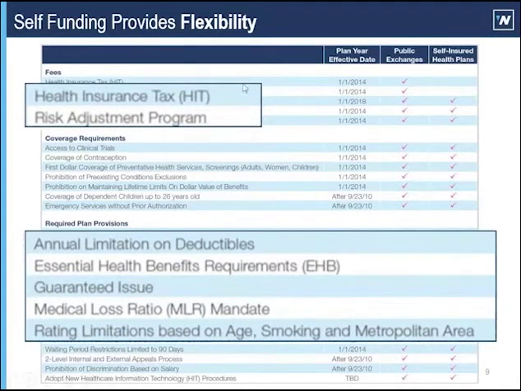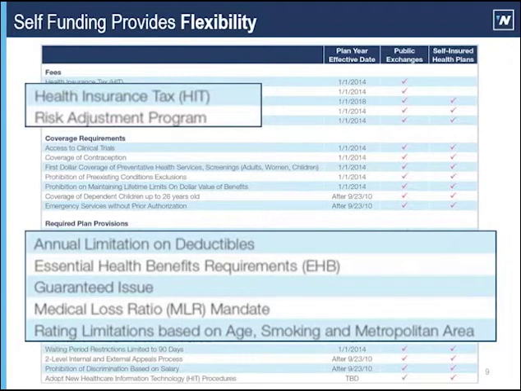The health insurance tax up top. This is a tax charged on fully insured carriers based on the size of their book of business. Basically, on average, it's a 4% tax across the country. So approximately 4% of your fully insured clients' premiums are coming directly from this health insurance tax.